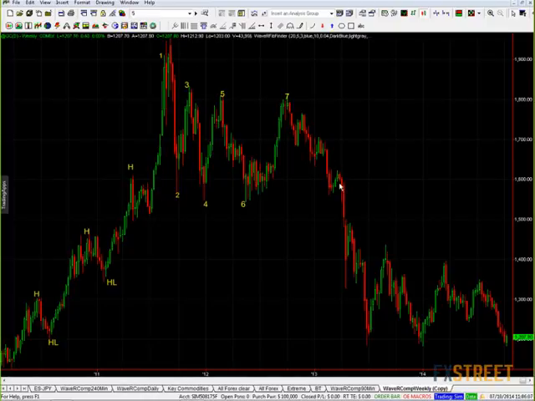Then, eventually, the whole thing goes into reverse, as happens right the way over here, and what we end up getting, right down here for instance, we can say that what we've got there is a lower high, and right down there we've got a lower high. Okay.